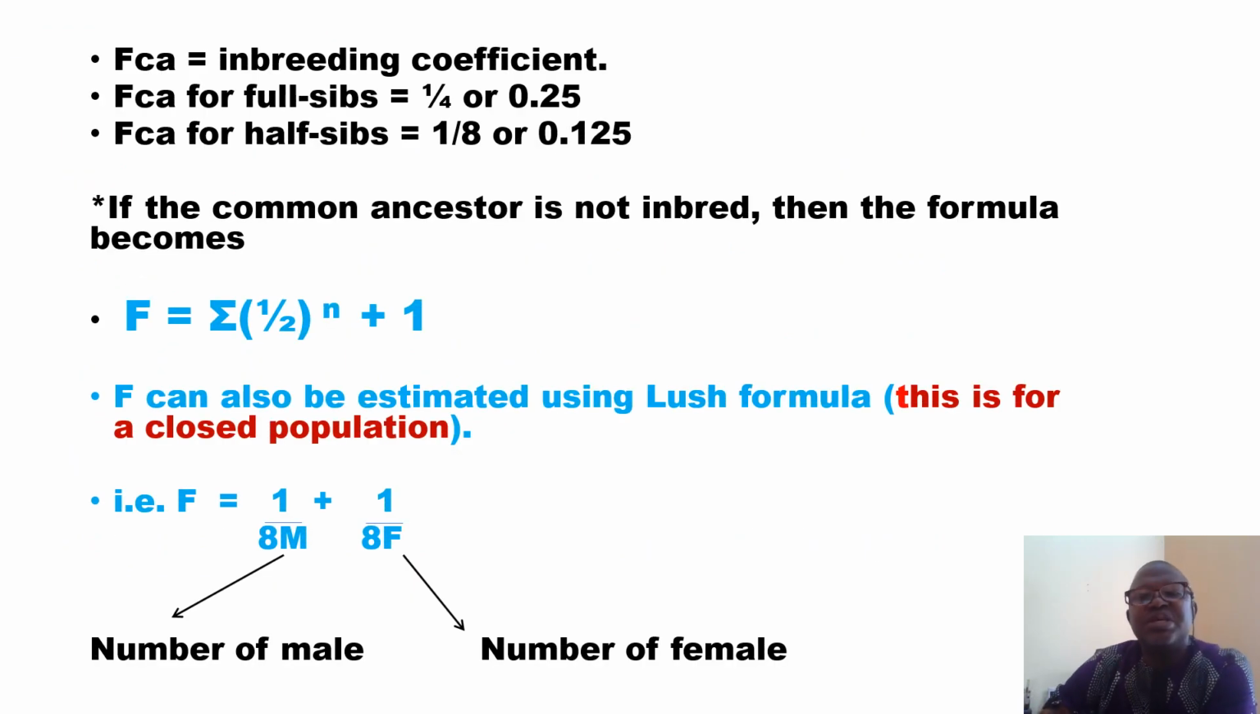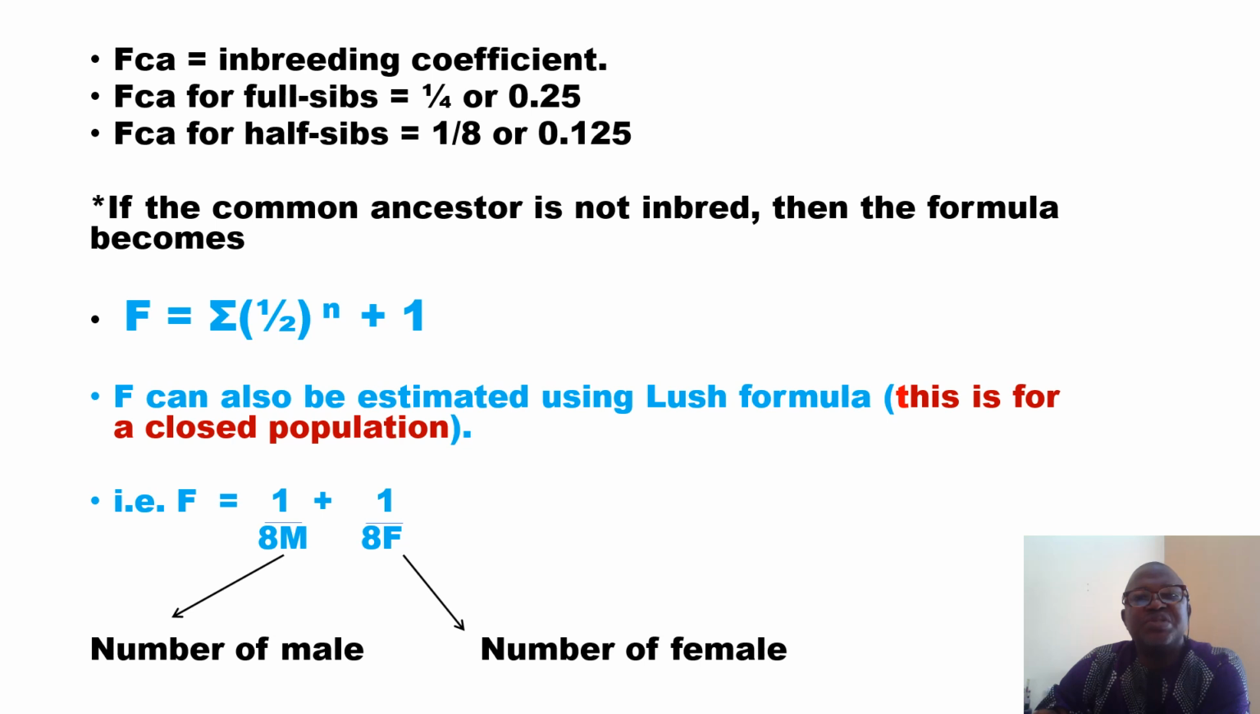So the FCA is known as the inbreeding coefficient of the common ancestor, and for full sibs is 1/4 or 0.25, and for half sibs is 1/8 or 0.125. So if the common ancestor is not inbred, then the formula changes and becomes F equals the sum of half raised to n plus 1.